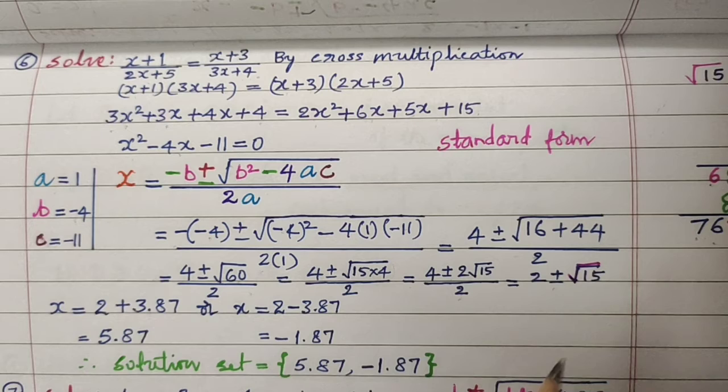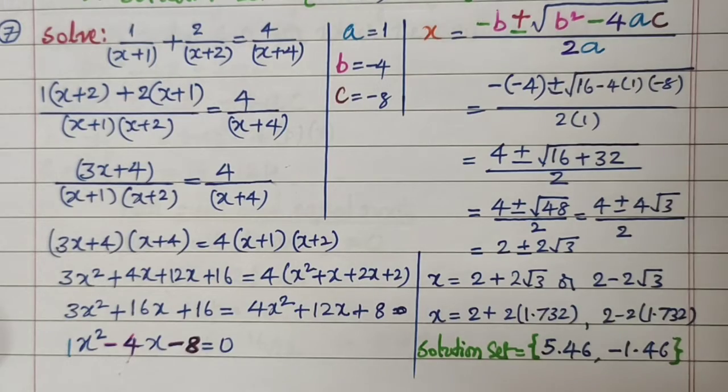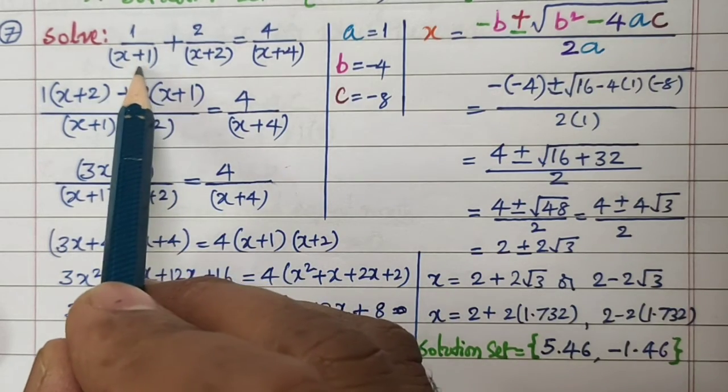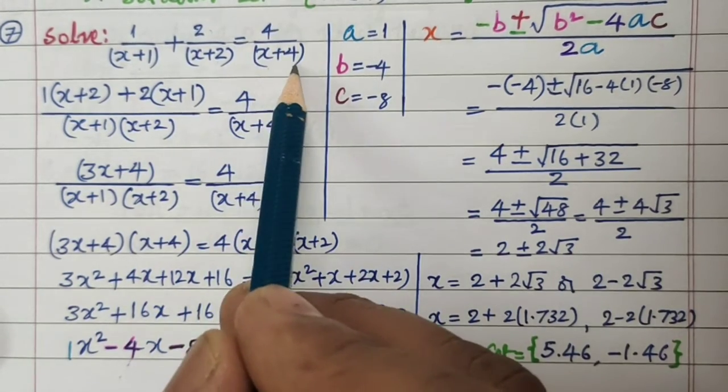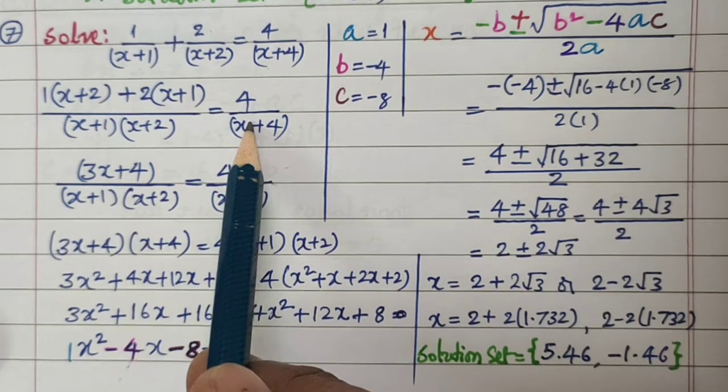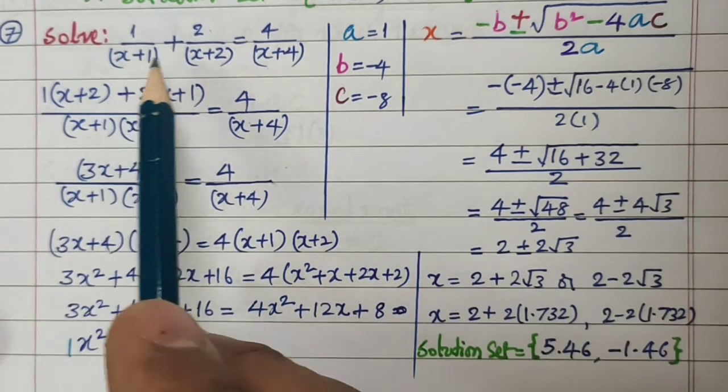Once you find out the square root of 15, substitute the values, then you will get the solution set as 5.87 comma minus 1.87. Solve 1 divided by x plus 1 plus 2 divided by x plus 2 is equal to 4 divided by x plus 4. Keep the right hand side as it is. Then in the left hand side, take the LCM of these two.